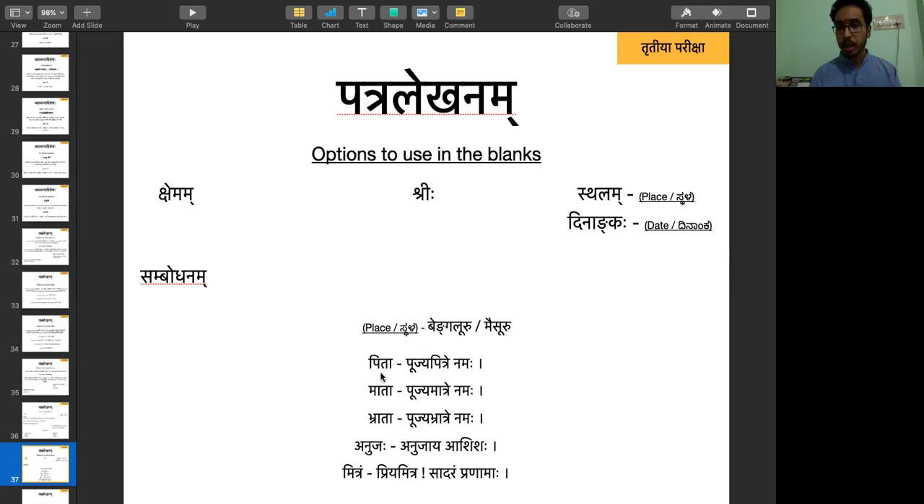If you're writing to Pita, Pujya Pitre Namaha. Namaha, you should use Chaturthi: Pitre. Pujya Matre Namaha. Pujya Bhratre Namaha. Bhrata is an elder brother, so you're saluting him. But if it's a younger brother, Anuja, Anujaya Ashishaha, you're blessing him since you are elder. If it's a sister, Anujayai Ashishaha. Mitra is Priyamitra Sadaram Pranama. So remember these Sambodhanas, whether it's a father, mother, elder brother, younger brother or sister, or friend. Priyamitram Sadaram Pranama.